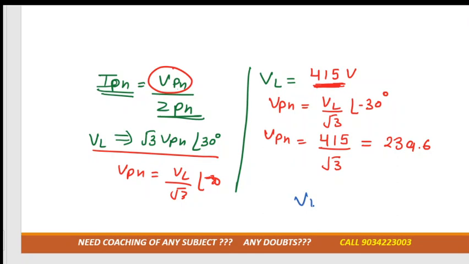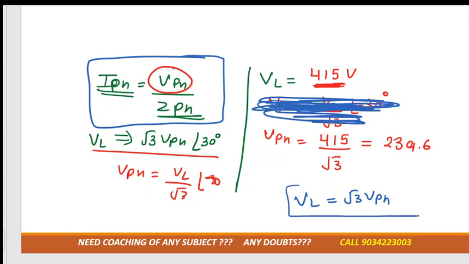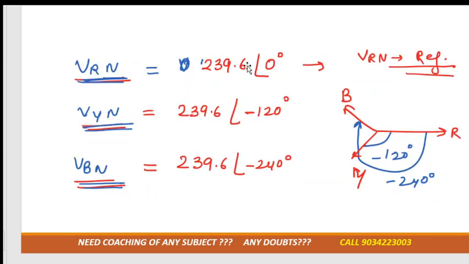From VL, I found VPH. Why did I find VPH? Because we have this formula. Okay, don't get confused. Now, I just consider there is a formula that VL is equal to root 3 VPH. Do we know the value of VL? They have given in the question 415 volt. From that, we have calculated VPH. For the angle of VRN, in the formula I told you, just see the formula you have written from the previous.